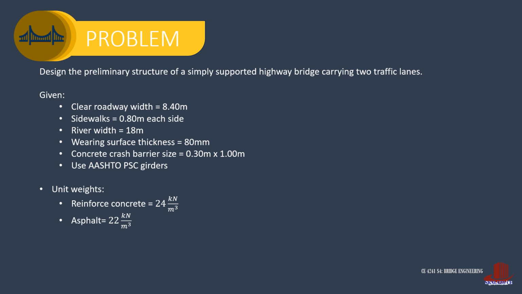The wearing surface will have the future wearing coat integrated, thus it turned as 80 millimeters. The girders we consider are AASHTO pre-stressed I girders. For the unit weights, use 24 kN per cubic meter for reinforced concrete and 22 for asphalt.